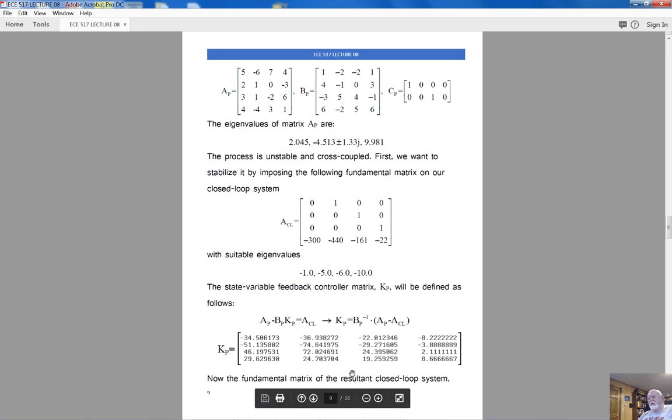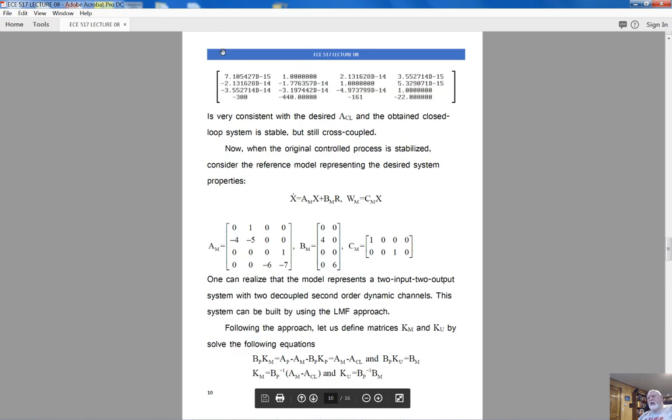You want to take a look at the fundamental matrix of the resultant closed loop system? Let's take a look. Let's verify our result. Yeah, this matrix is AP minus BPKP. And you understand it's a 0, this is 0, this is 0. I have 1, 0, 0, 0, 1, 0. You know, effectively, this is the same matrix that initially was presented as a closed loop. The goal is accomplished. The fundamental matrix of the system with controller KP is exactly the same as a closed loop. System is stable now, but it is still cross-coupled.